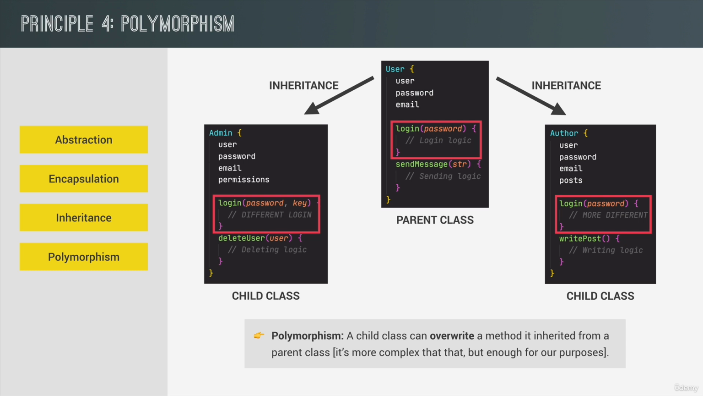For example, a more secure one, which has two-factor authentication. And let's say that we also need a special login method for authors. So how do we give them different login methods? Well, it's actually quite simple. In each class, we simply just write a new method, which is also called login, and then, according to polymorphism, that login method will override the login method that has been inherited from the user class. And that's actually it. That's all you need to know about polymorphism.